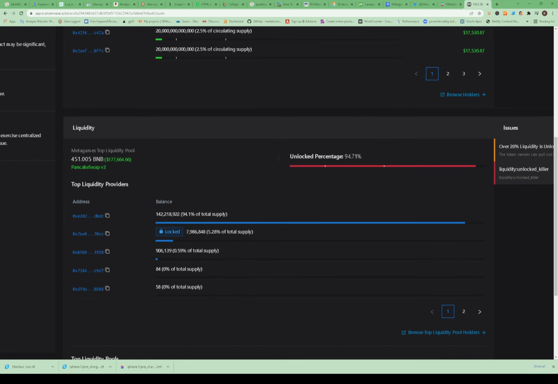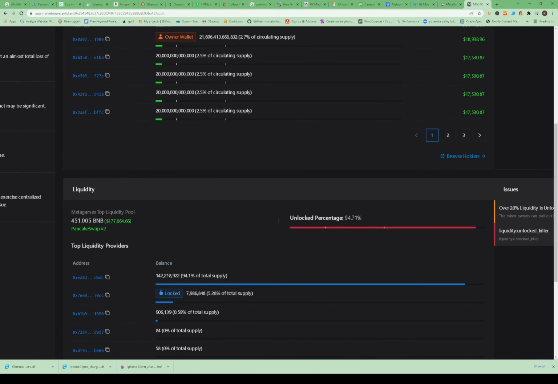And here we can see even the liquidity pool is not right. So it says unlock percentage of liquidity pool 94%, so only roughly 5.5% of the liquidity is locked. Oh, so here it is right here. So 5.28% of total liquidity has been locked, and here we see one wallet has 94.1% of the liquidity. This wallet 0xED8D, this wallet has over $160,000 of the liquidity in their wallet.